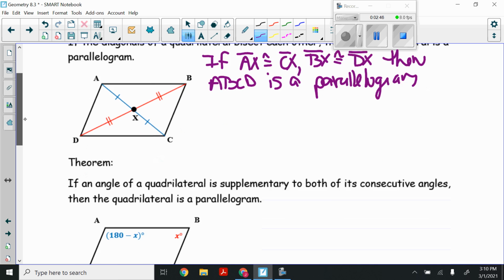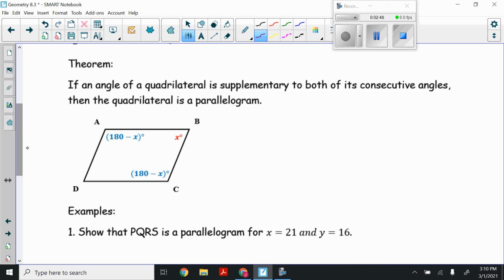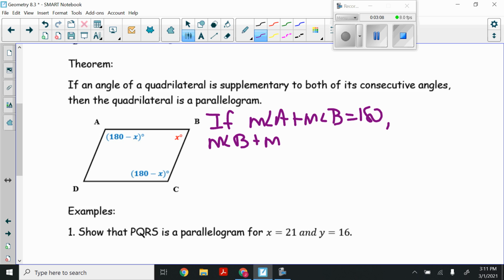And finally, our last theorem: if an angle of a quadrilateral is supplementary to both of its consecutive angles, then the quadrilateral is a parallelogram. So I can say if the measure of angle A plus the measure of angle B equals 180, and the measure of angle B plus the measure of angle C equals 180 degrees, then I can say ABCD is a parallelogram.